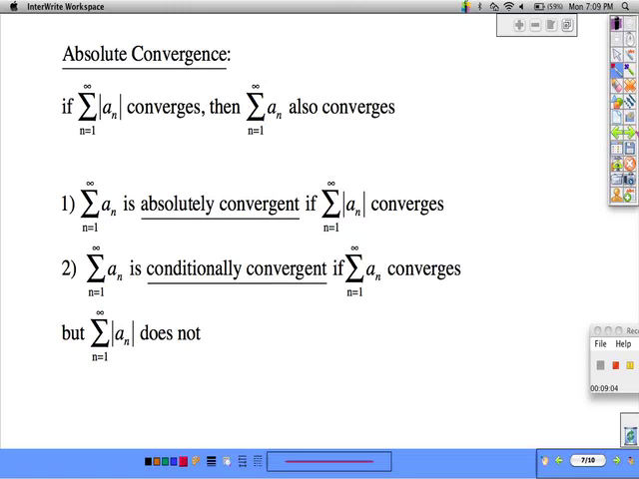There's something called absolute convergence. If the absolute value of a series converges, then the original series will also converge. A sub n is called absolutely convergent if the series of the absolute value terms converges. A sub n is called conditionally convergent if the series converges, but the series of absolute values does not.